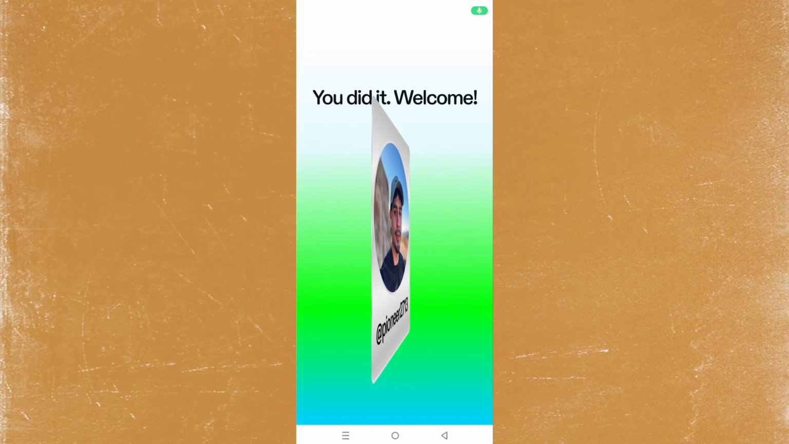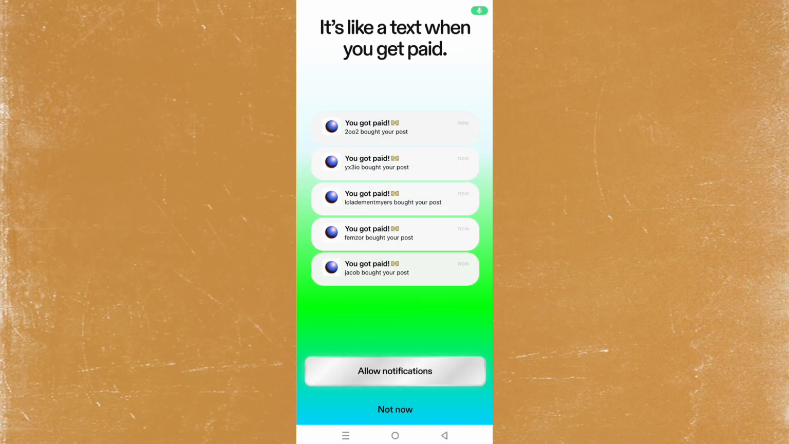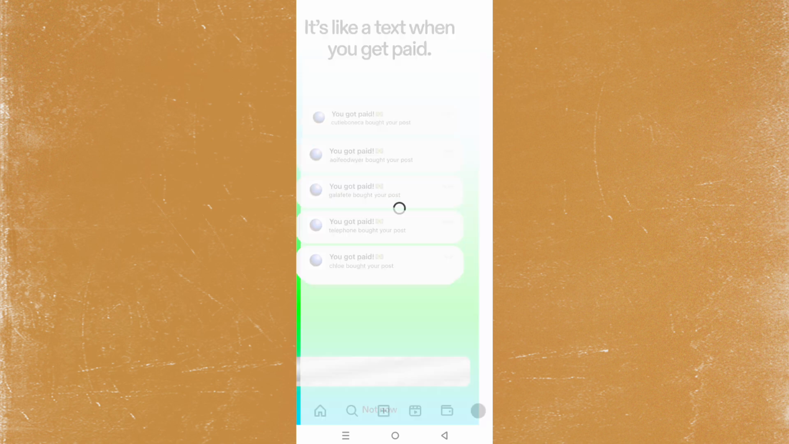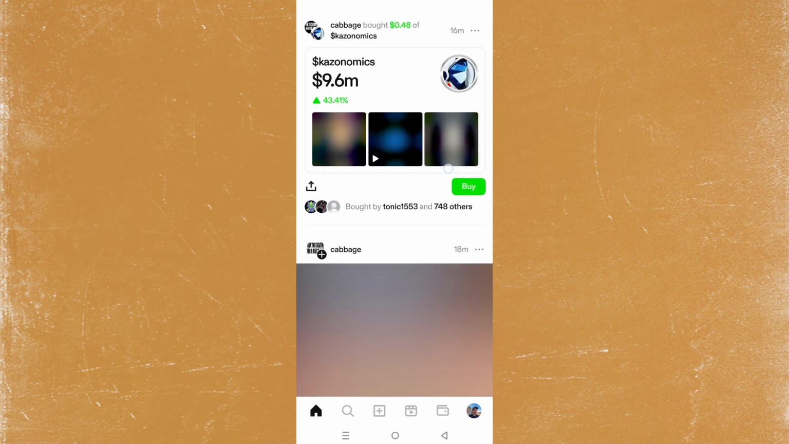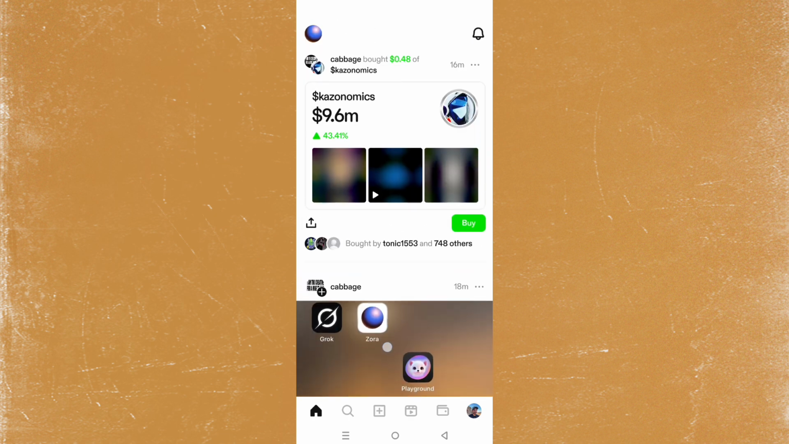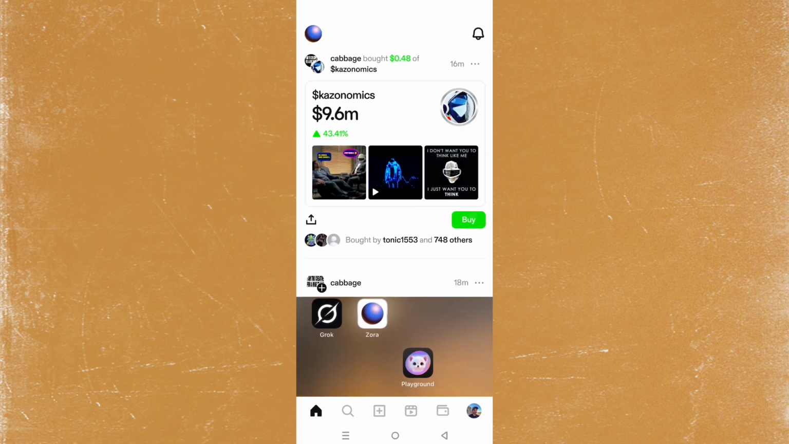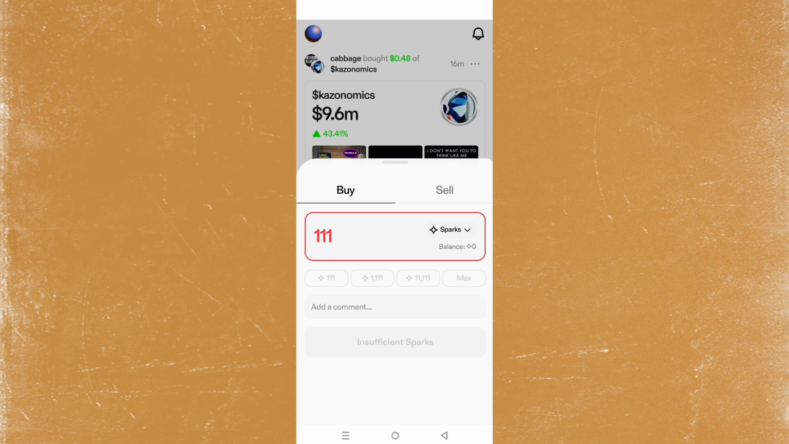How do you make money on the Zora app? So, what you need to do, let me show you. First, once you launch the app, you can make posts. Okay, so as you can see, this person's post right here, you can click on buy, and you basically pay them in tokens that are called Sparks, and you basically buy their post.